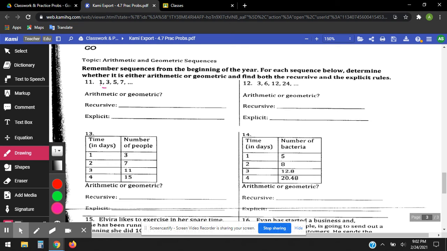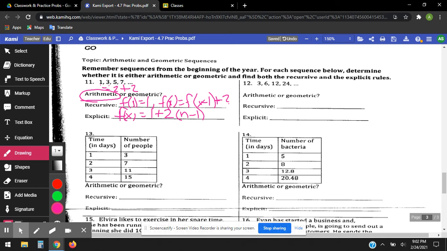So we are doing, looks like a plus 2, plus 2. So that would be arithmetic. So my f of 1 equals 1, and f of x equals f of x minus 1, and what am I doing each time? Adding 2. So my explicit: I started with 1, f of x equals 1 plus, because I'm adding 2, but my first term is a 1, so n minus 1.